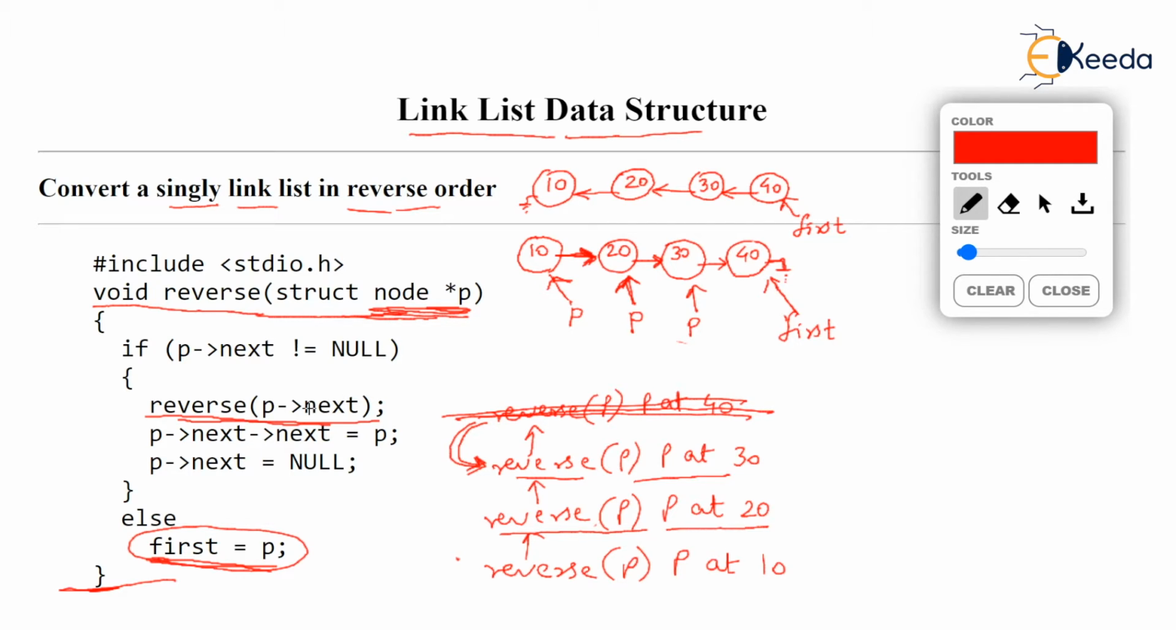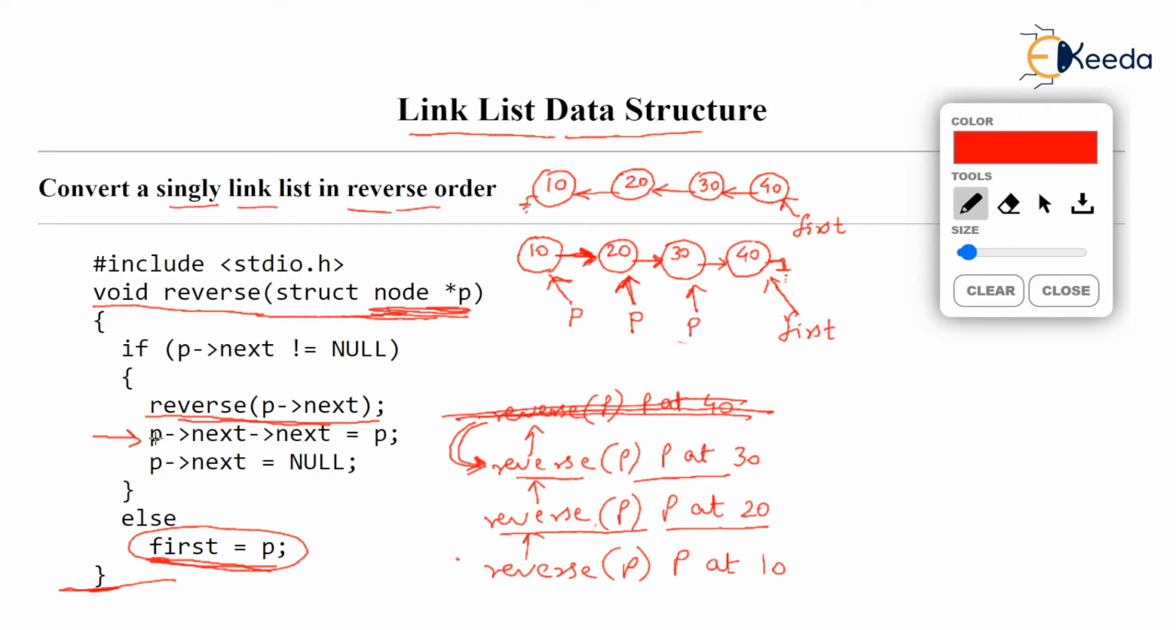What resumes in reverse 30 is P arrow next arrow next equal to P. I hope you are understanding. Reverse 30 will say that last time I was at the recursive call, I did this recursive call. So reverse 30 says that I will resume from the next line from where I had left off last time, so that I can complete my statements.